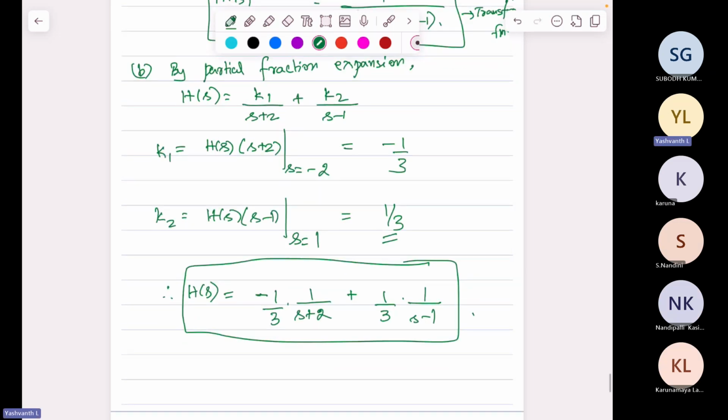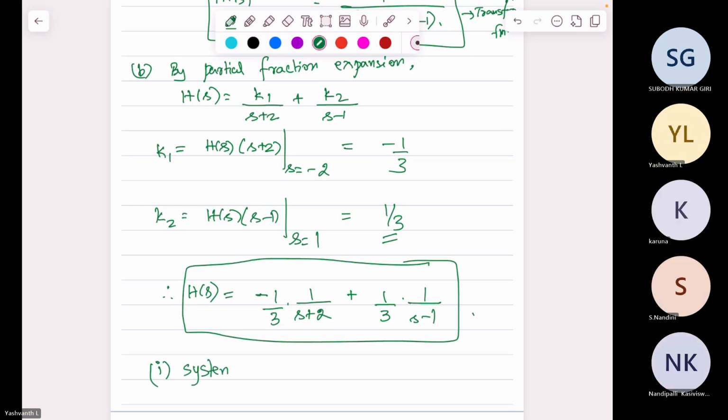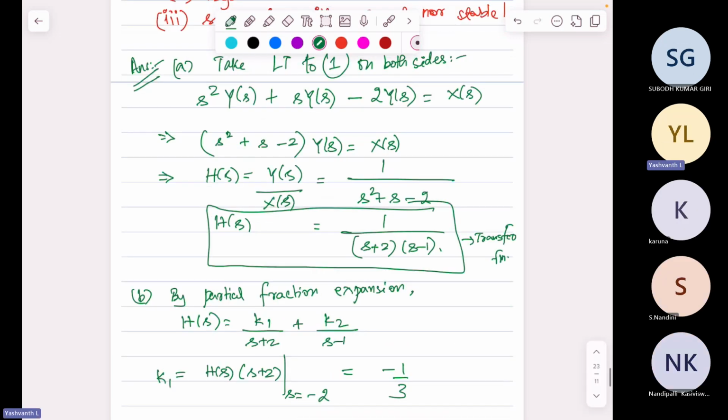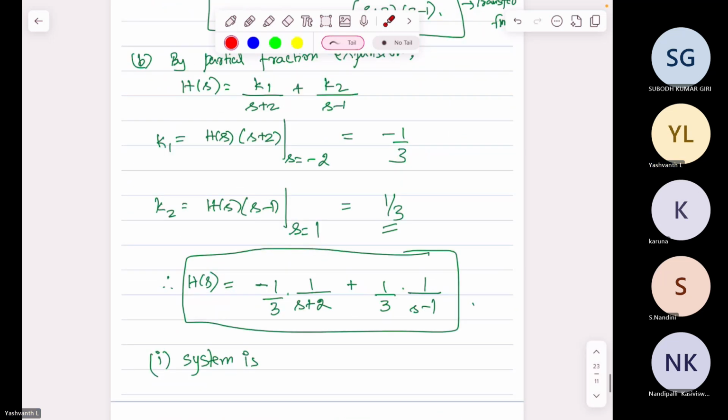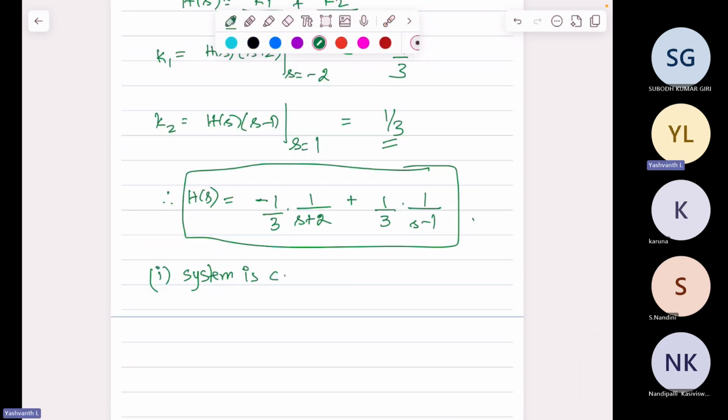Now, let's talk about the impulse response. First, they're asking what is the impulse response if the system is causal. The system is causal. What does it mean? Your ROC should be right-sided.